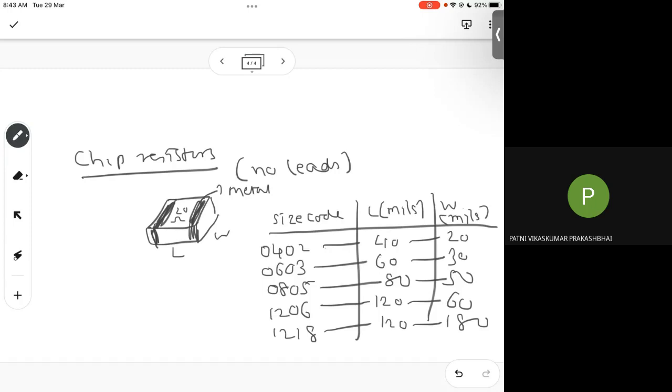So various standard codes. Obviously, the smaller the size, the costlier is the chip, because your parasitics will be reduced. Because the smaller the size, the distance between the two metals also gives me the stray capacitance.